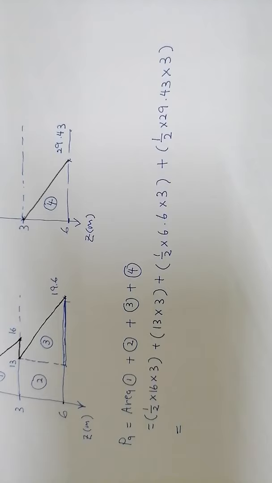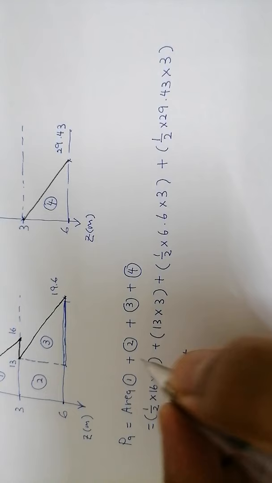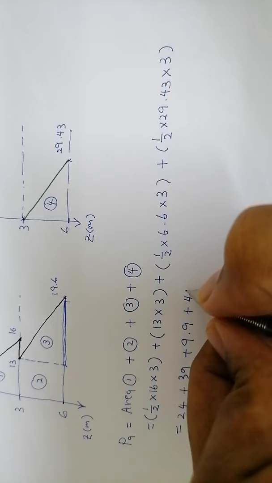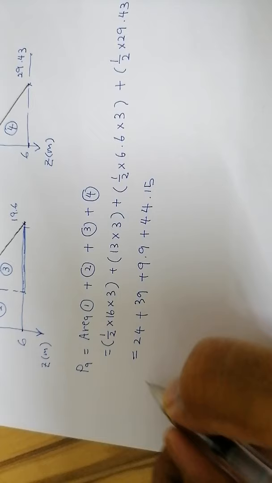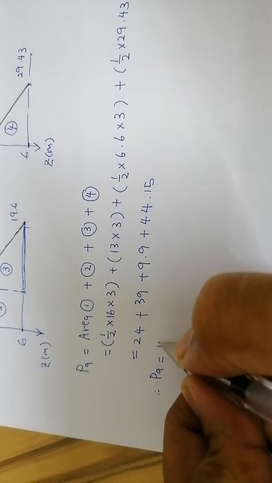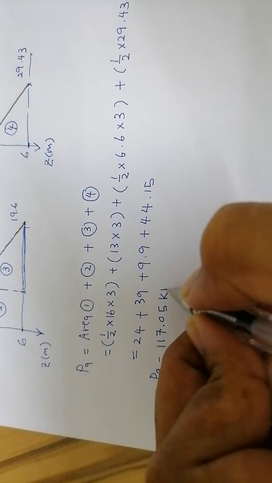This is 24 plus 13 times 3 is, this is 39. This is 9.9, and the last one is 44.15. So therefore the force per unit length of the wall is 117.05 kilonewton per meter. So this is the answer.